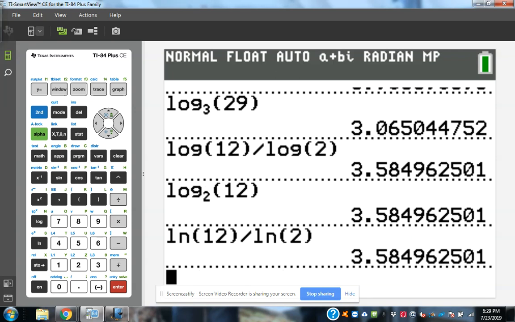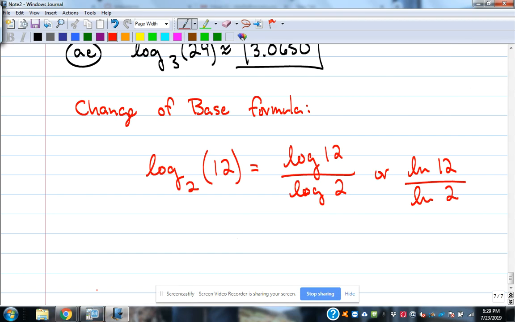It works wonderfully. I will catch myself, out of old habits, using the change of base all the time, because I'm quicker at it, especially if I'm doing it with a handheld calculator. I'm faster at pressing buttons than I am at going through menus and finding things. So a lot of times I use change of base anyway, just because it's faster for me. But again, either of those ways, that's the change of base formula.